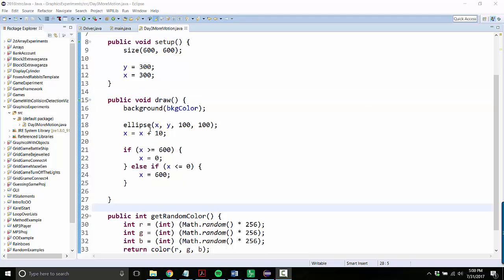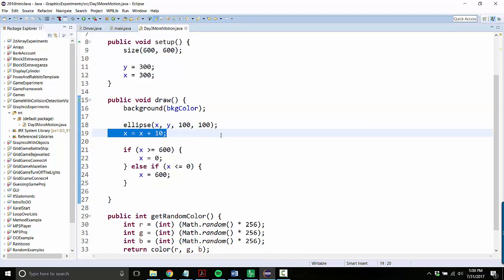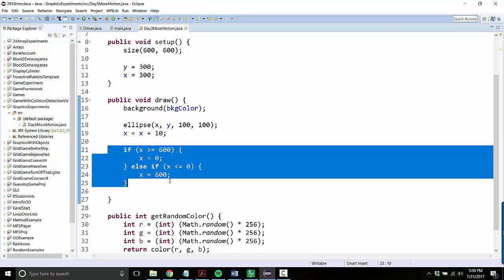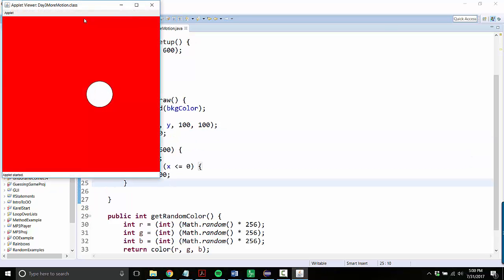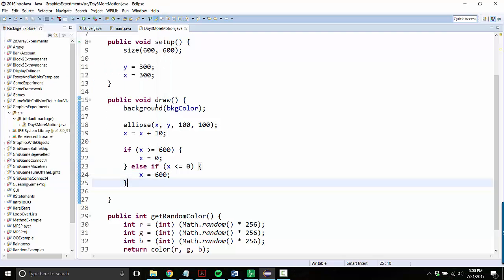Still day three. So I've gotten lips. It's moving to the right by 10 pixels every frame, and I'm screen wrapping it. I will prove it to you. There we go. All right. Let's talk about changing speed.